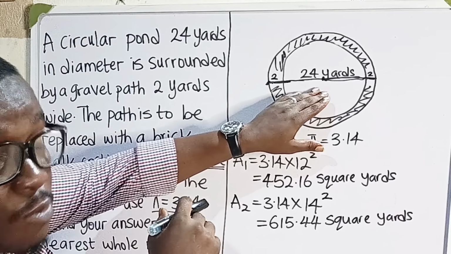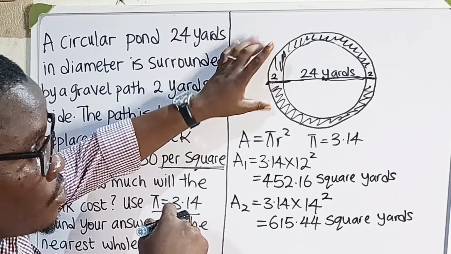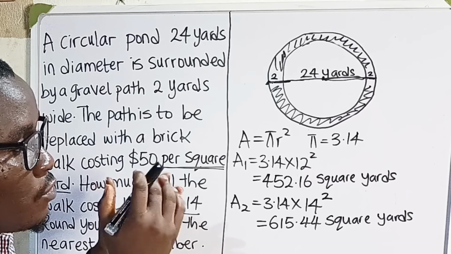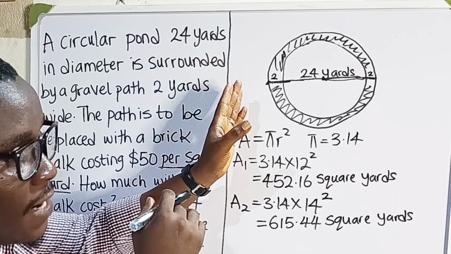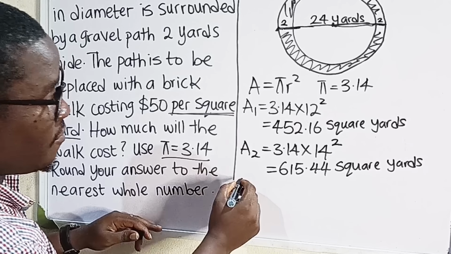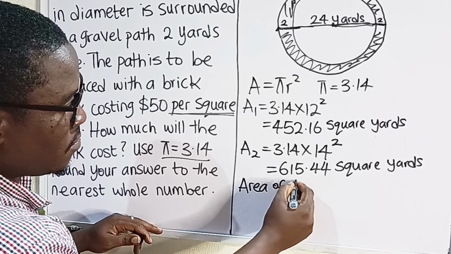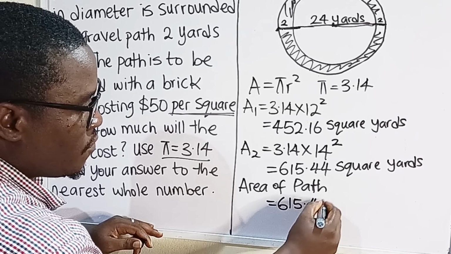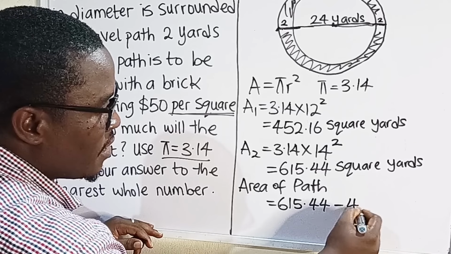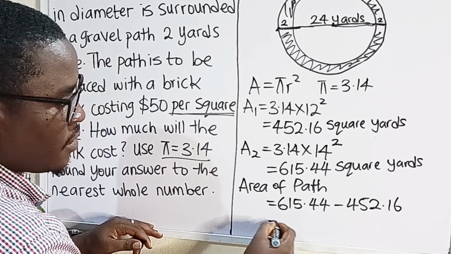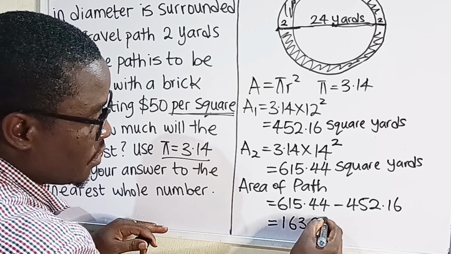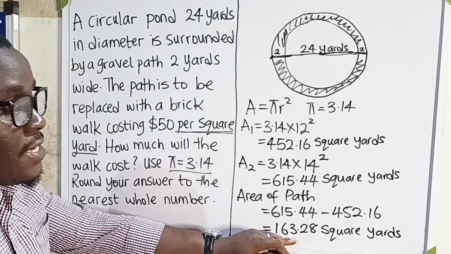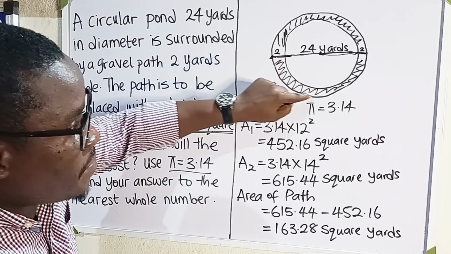So now we've gotten the area of the smaller circle. We've gotten the area of the larger circle. Therefore, we can now find the area of the walk. So how do we do that? As I said earlier, the area of the larger circle minus the area of the smaller circle. The area of the walk is equal to 615.44 minus 452.16. And that will give us 163.28 square yards. So this is the area of the walk, right?